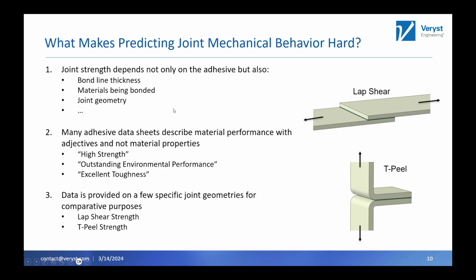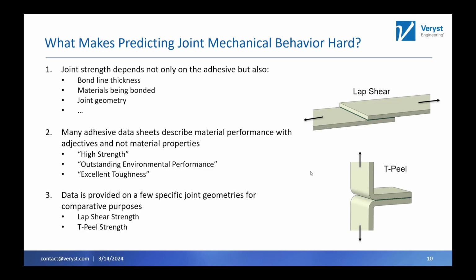The problem with this is that many adhesive suppliers give you a data sheet that sometimes describes the material performance with adjectives and not material properties. So you see things like high strength or outstanding environmental performance or excellent toughness. And these are perhaps good, accurate descriptors of the material, but it's not something that we can use to analyze the joint in our product that employs this adhesive.